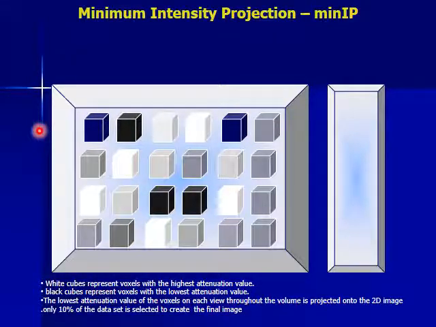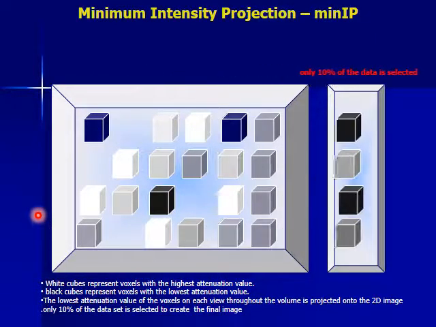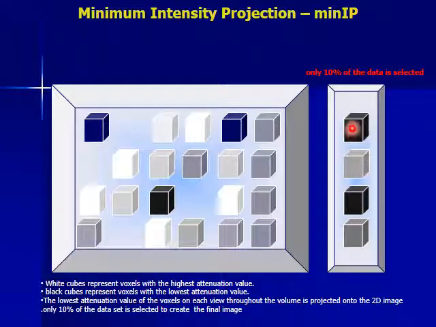The order here to the computer is: please take the least attenuation voxels and project them in a 2D image. Let us see. So the image will contain the lowest attenuation voxels chosen from the whole volume. What is the benefit of this?